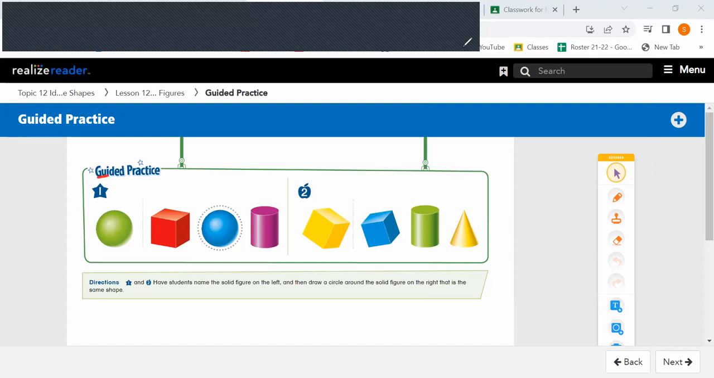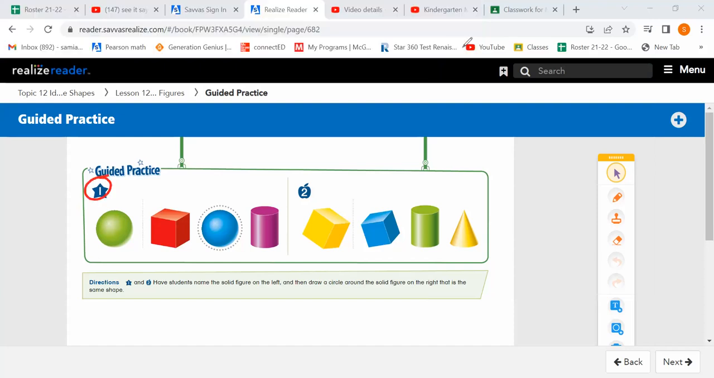Let's look at number one. You are going to name the solid figure that is on the left and then draw a circle around the solid figure on the right that is the same shape. So this is the solid figure we're looking for. What do we call this solid figure? This is called a sphere. A sphere.